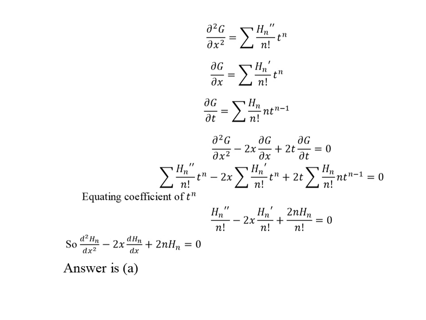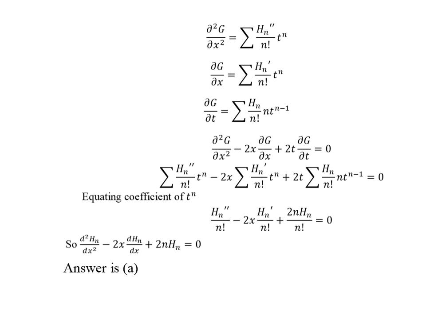In order to find that, let us first find d square g by dx square. Since we are differentiating with respect to x, Hn changes to Hn double prime x. Now dg by dx yields sigma Hn prime by n factorial t raised to n. And dg by dt gives Hn by n factorial into n into t raised to n minus 1, since differentiation is with respect to t. Substituting the values in the relation, we find that sigma Hn double prime by n factorial t raised to n minus 2x Hn prime by n factorial t raised to n plus 2t sigma Hn by n factorial n t raised to n minus 1 is equal to 0.